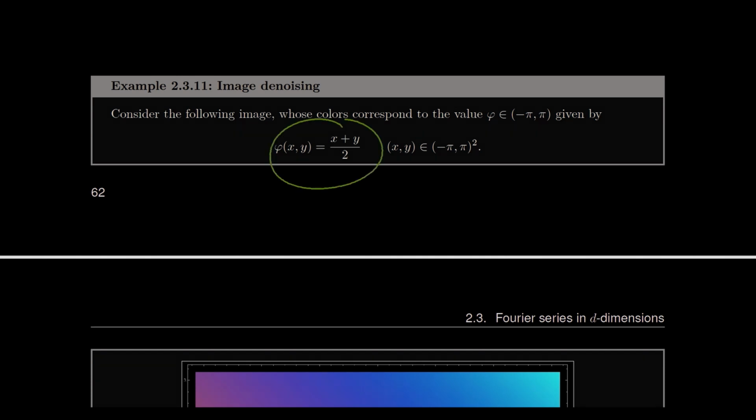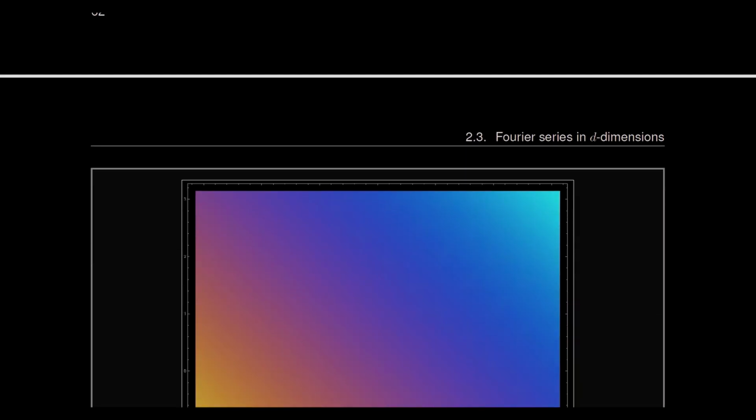depending on the value that phi gives me, depending on this value, I assign a color to the point xy. So I've got my xy plane, and I'm going to assign a color to the point xy depending on the value of x plus y divided by 2. And we end up with the beautiful gradient that I have here. And it's got a lot of nice colors on it.